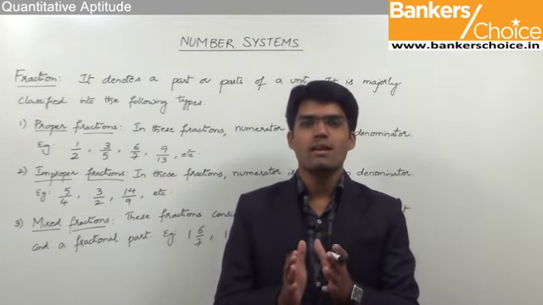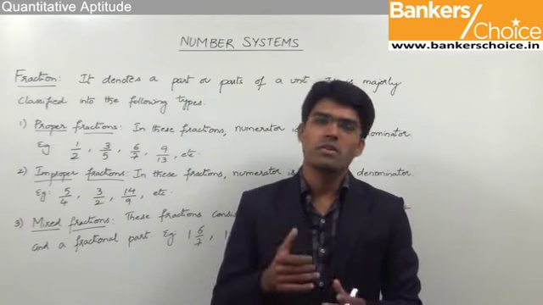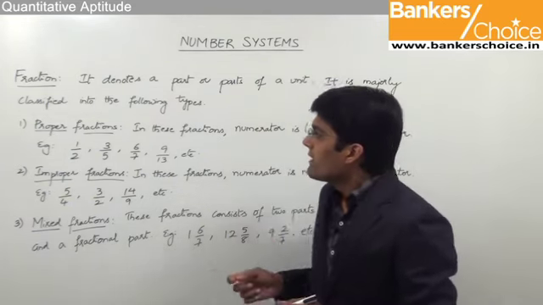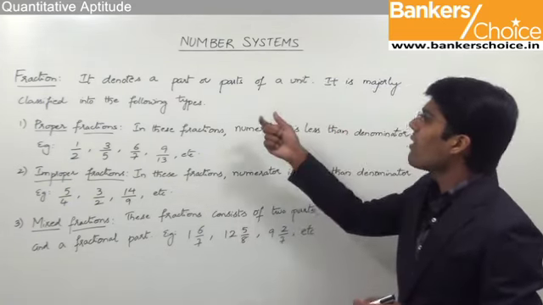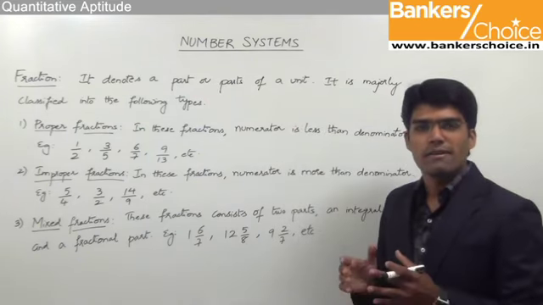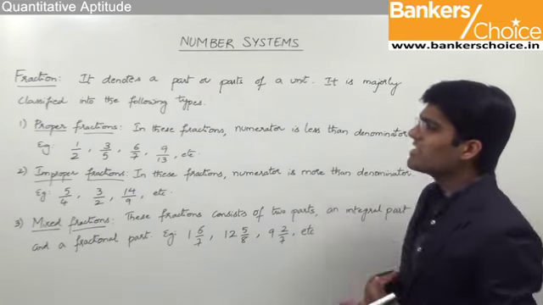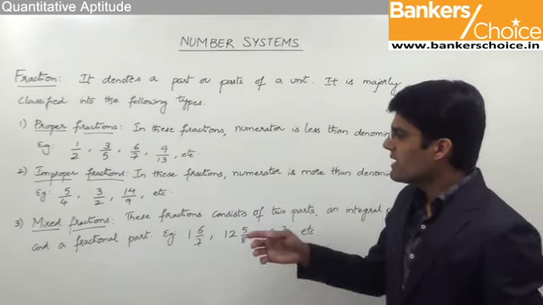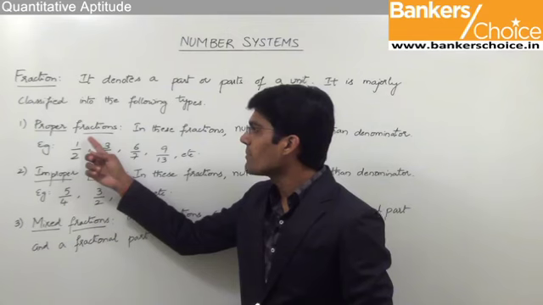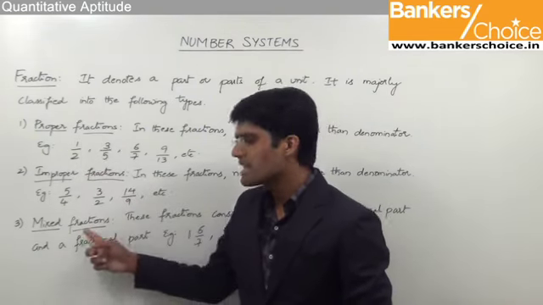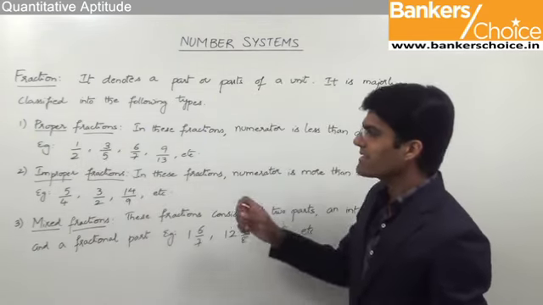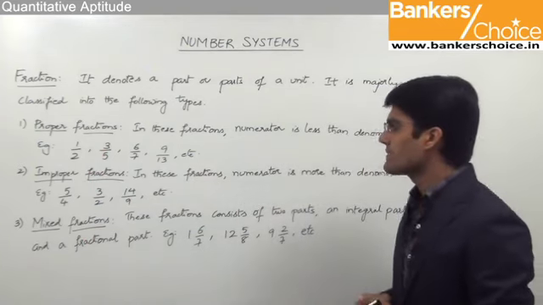So let us now understand what is actually meant by fraction and what are the various types of fractions. A fraction denotes a part or parts of a unit. So a fraction is nothing but some part of the given unit. It is majorly classified into the following types. So here we have got three major types of fractions: proper fractions, improper fractions and mixed fractions. So let us understand what is the difference between these three types.